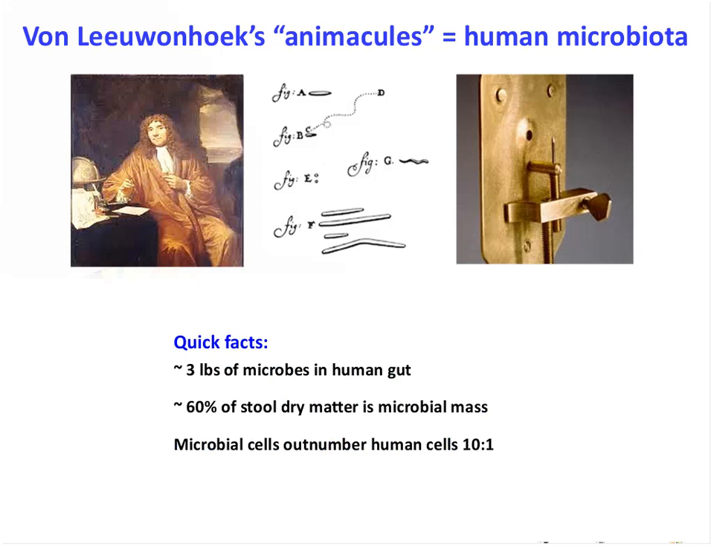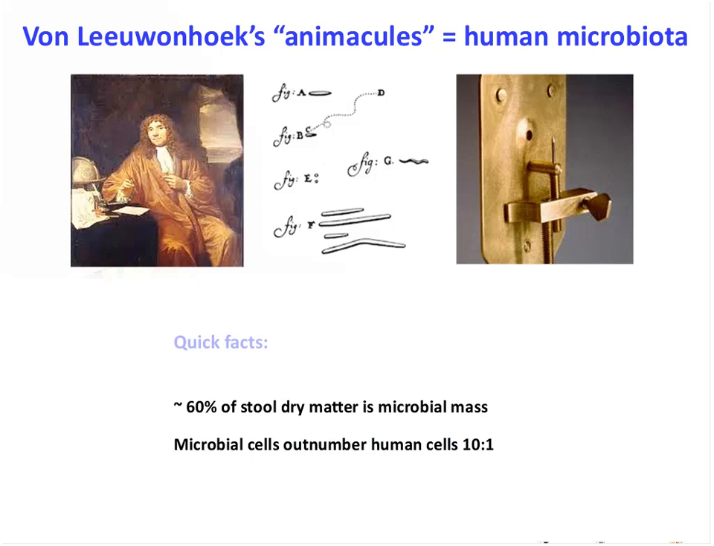And just a couple of quick facts, to give you a sense of context. Your human brain as an adult is about 3 pounds in weight, and you're carrying around 3 pounds of microbes in your gut. So it's pretty significant volume and density of microbes. Here's a slightly more biological fact. Something like 60% or half of your stool, dry matter, is microbial mass. And Gautam already mentioned that there's a 10-to-1 ratio of microbial cells to human cells in the whole human system.